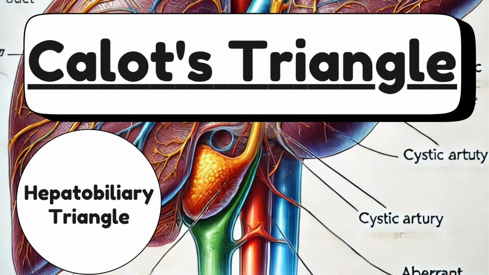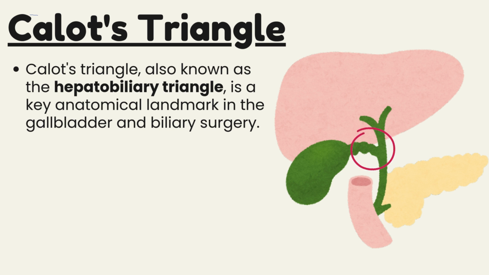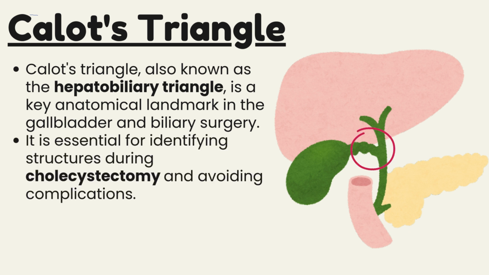In this lecture, we will discuss Calot's triangle. It is also known as the Hepatobiliary Triangle. What is Calot's triangle? Calot's triangle, also known as the Hepatobiliary Triangle, is a key anatomical landmark in gallbladder and biliary surgery. It is essential for identifying structures during cholecystectomy and avoiding complications.